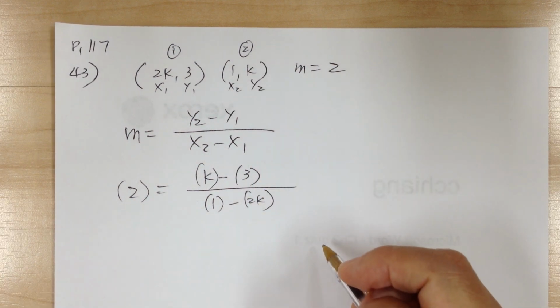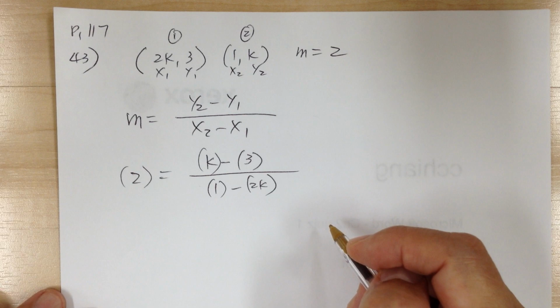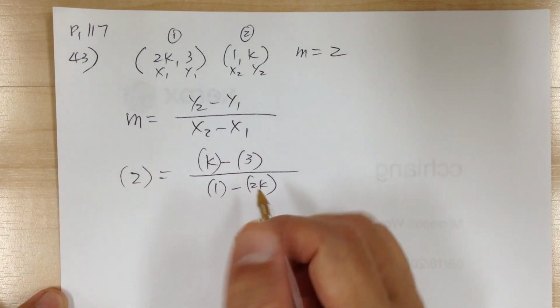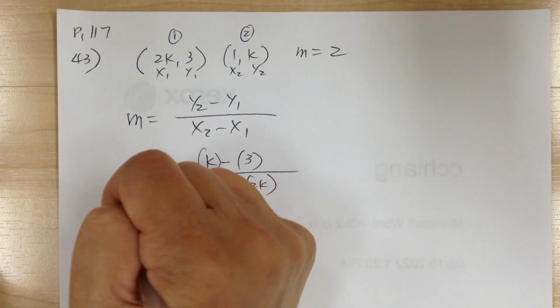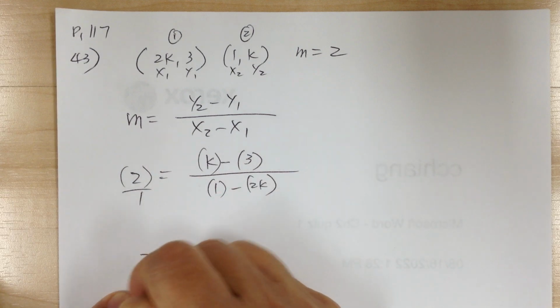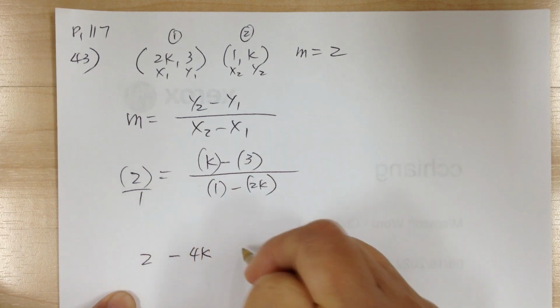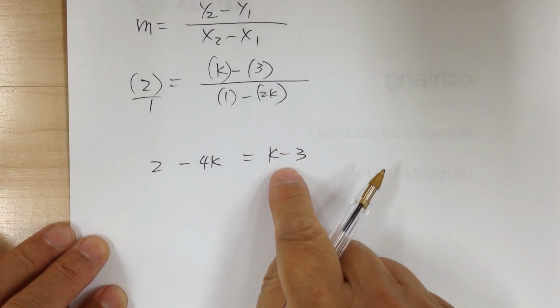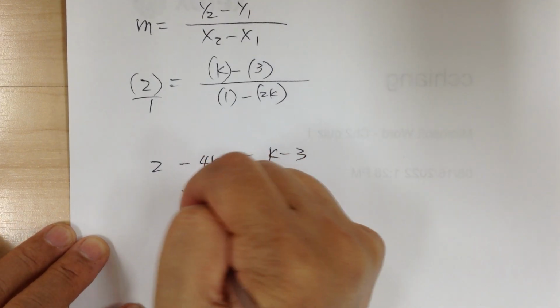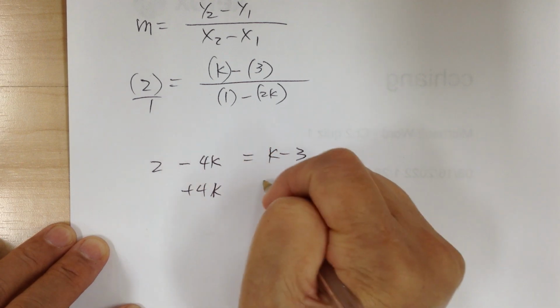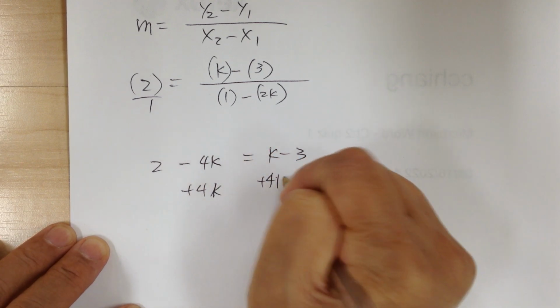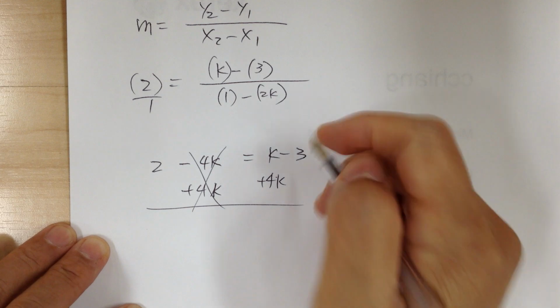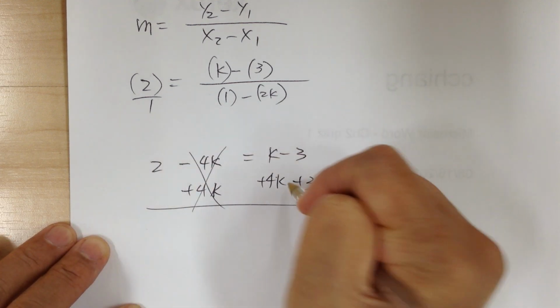Okay? Let's go and cross multiply. This is like 2 over 1, right? Cross multiply. So I get 2 minus 4k equal to k minus 3. And since the k is on this side, I'm going to move this over. So I'm going to plus 4k. So this will cancel out. And I'm going to move the 3 to this side. So plus 3 on both sides.